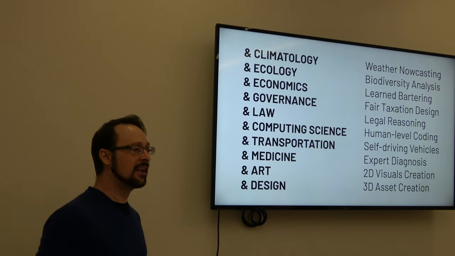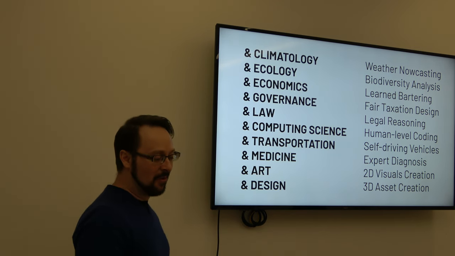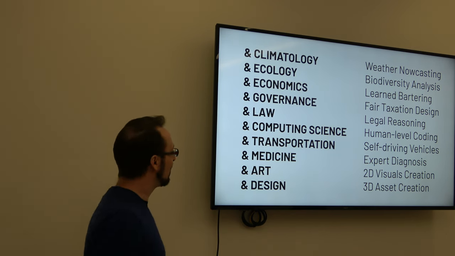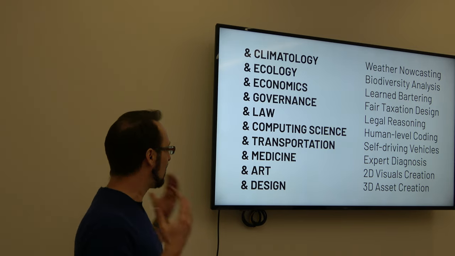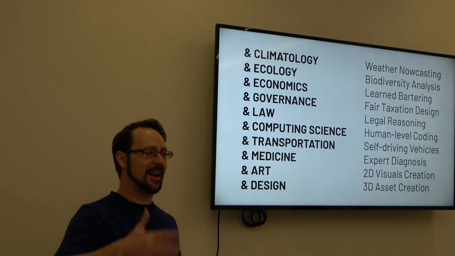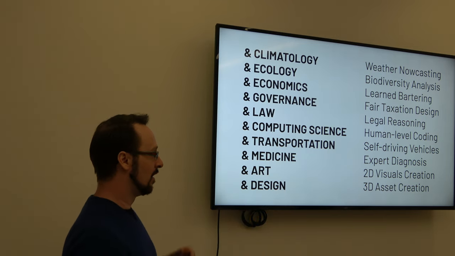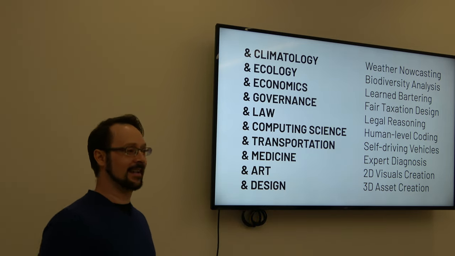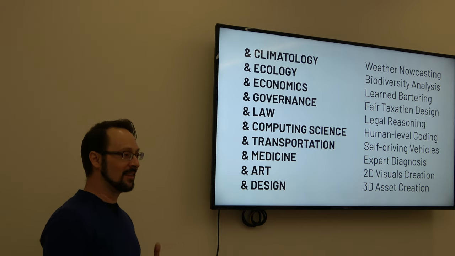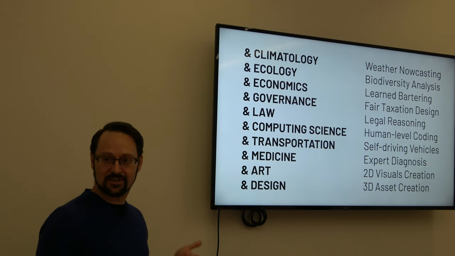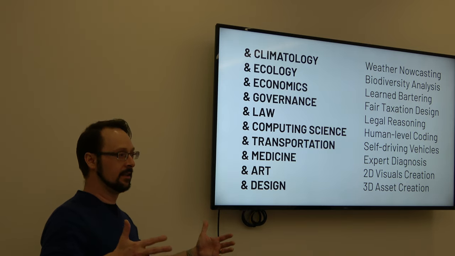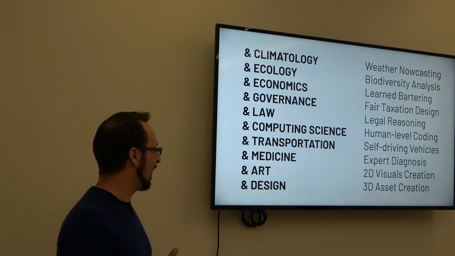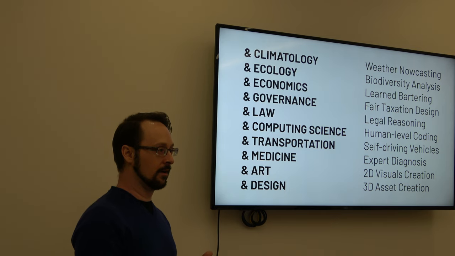And it goes on, we could do this all day. Weather nowcasting, biodiversity, learned bartering, building governmental systems, self-driving cars, expert diagnosis, creating 3D video game assets. This is now the world we're living in. So I hope that this is maybe the overriding thing that you leave this whole course with when it comes to the AI parts of the course, that in fact we're now seeing envelope-pushing AI deployments in almost every single part of our society.